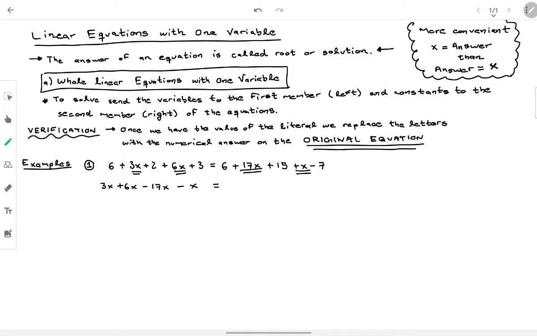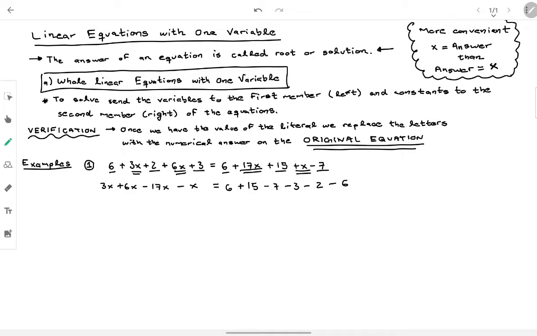And then we will do the same with the numbers. Of course, we have this 6, this 15, and this minus 7, that do not change member because they are on the right part. The ones that are going to change member are this plus 3, which will become minus 3, this plus 2, which will become minus 2, and this plus 6, which will become a minus 6.